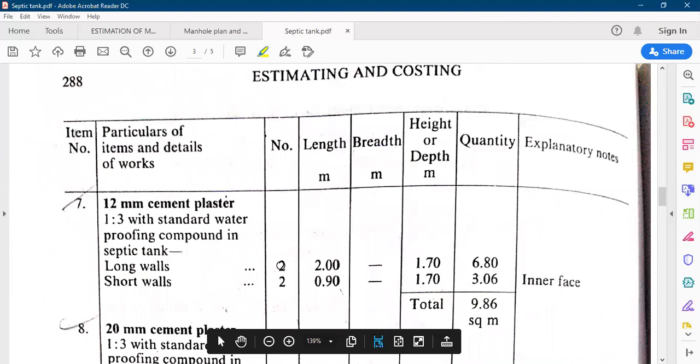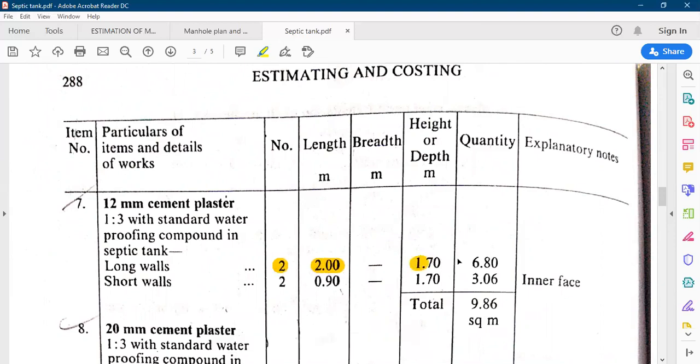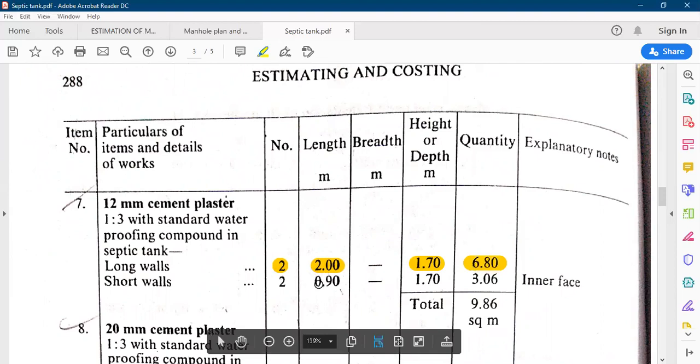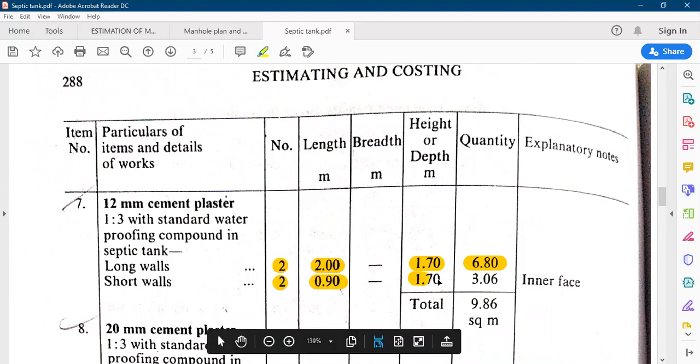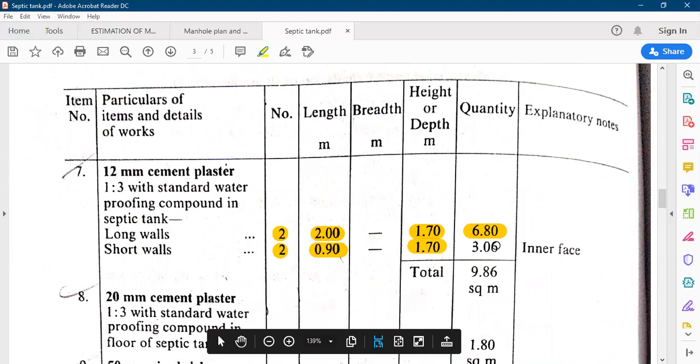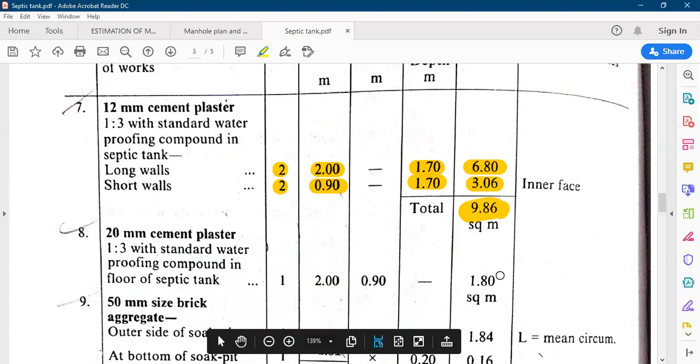So the length of the two long walls is 2 meter, two surfaces, right? The height is 1.70, so the total quantity is 6.80 for the two long walls. In the shorter direction there are two short walls which have 90 centimeter as width. Similarly, both have height 1.70, and the total quantity is 3.06, right? So adding together, 9.86 is the total area of plastering, right?